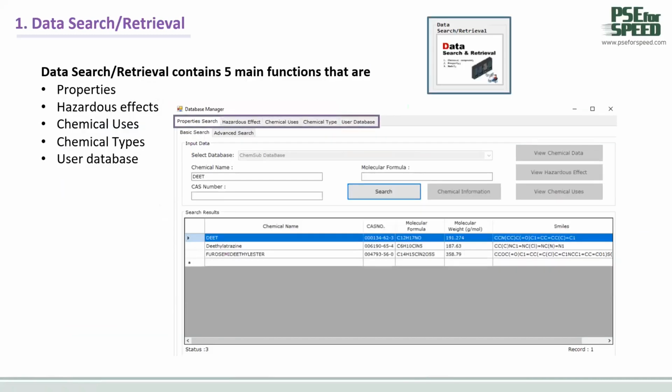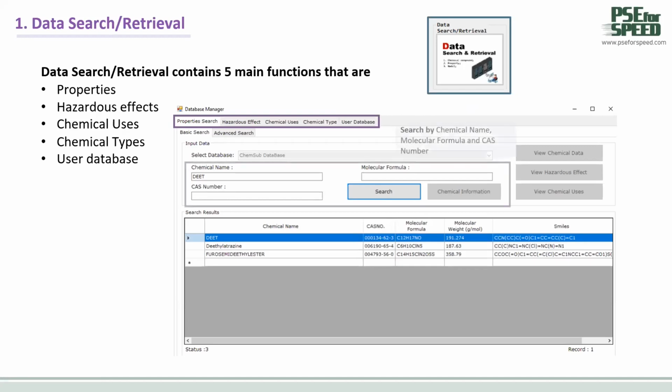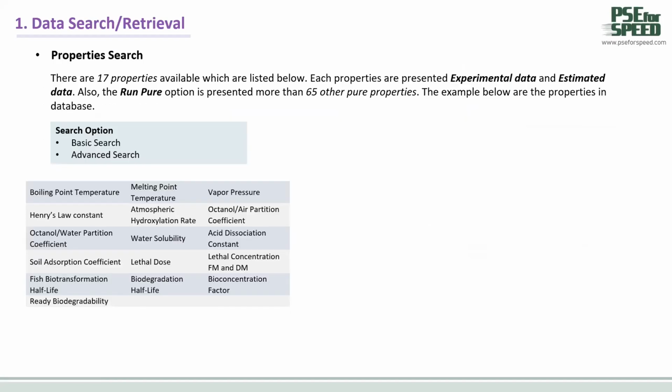Okay, let's start with the data search and retrieval. Five main functions are available here: properties, hazardous effects, chemical use, chemical type, and user database. In each function, the compounds can be searched by the chemical name, molecular formula, and CAS number. For the property search, there are 17 properties available, such as boiling point, melting point, water solubility, and lethal dose. Both experimental and estimated data are brought up after searching.